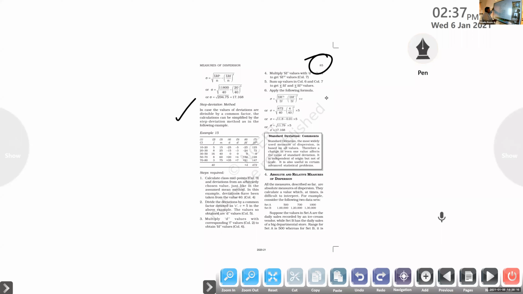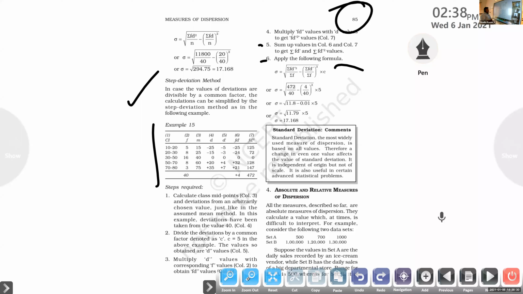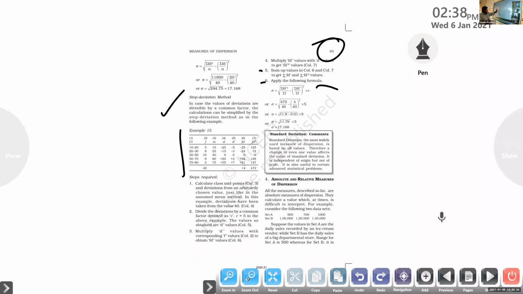First of all, the grouped data is provided. Class intervals are here and frequency is also provided in the question. So what are the steps required here? Observe clearly. Class intervals are mentioned in the question itself, and frequencies are there. That is CI, class interval, and F, frequency.